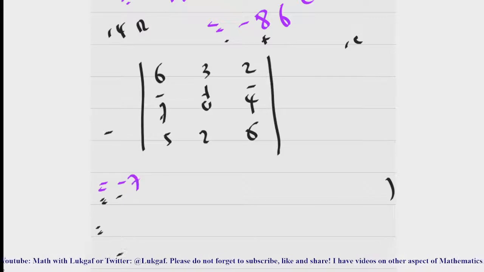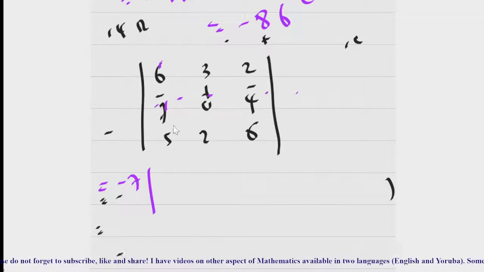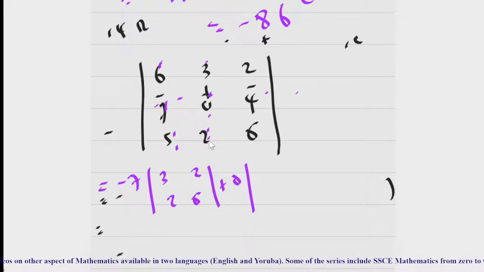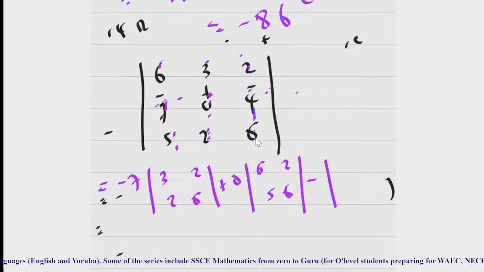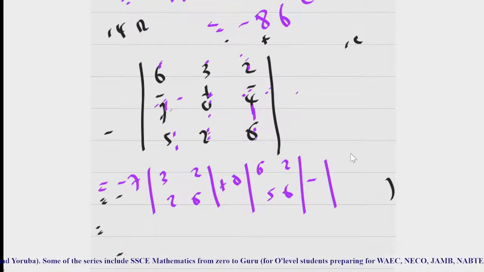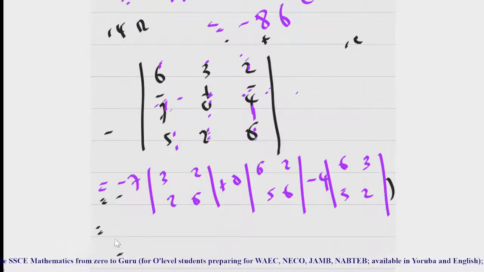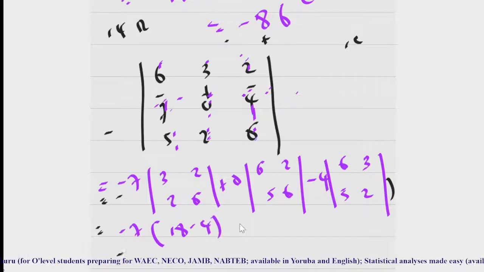So you are going to have minus 7. What is the minor of 7 by clearing the row as well as the column? What do you have left? 3, 2, 2, 6. Then plus 0. The minor of 0 will be what? You clear the row as well as the column. We have 6, 2, 5, 6. Then minus this guy, the row, as well as the column. Then we have 6, 3, 5, 2. Don't forget your 4.